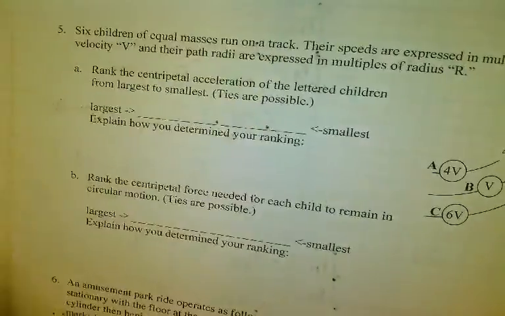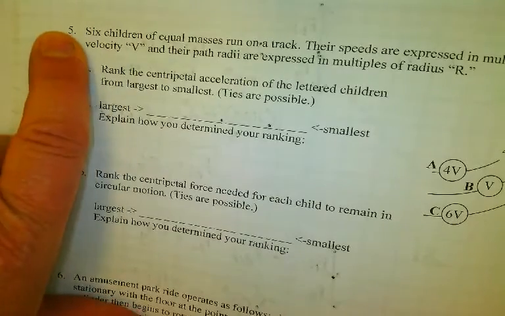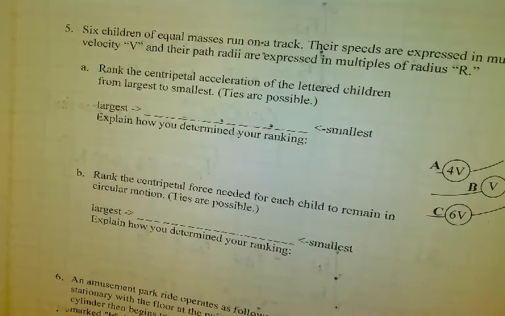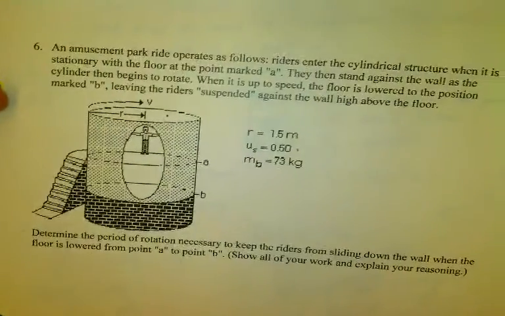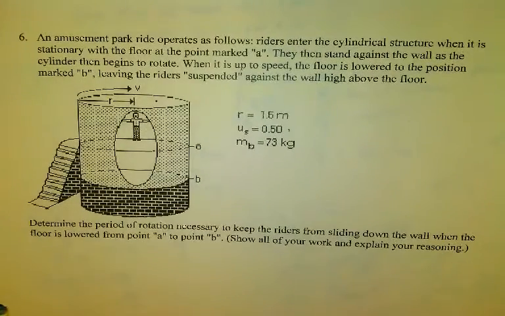Uh-huh. Okay, so put a star by number 5. Number 5 is homework. Okay? And then we're going to do number 6 together, which is kind of nasty. Oh gosh. Nasty but fun. Oh, I love this. Have you ever ridden on this ride?